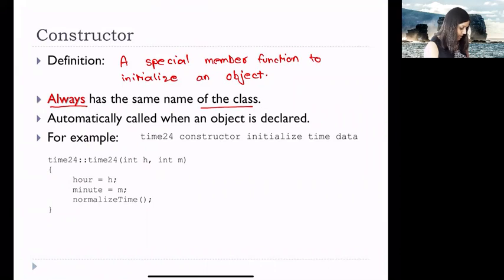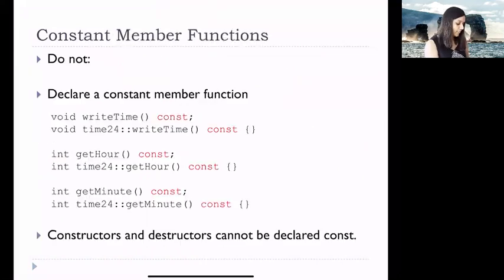And then we have an example. For our class time 24, we can have a constructor of class time 24. The name is the same. This is a parameterized constructor again, because there are two parameters, and we can do a similar thing inside this as what we did in our previous example.